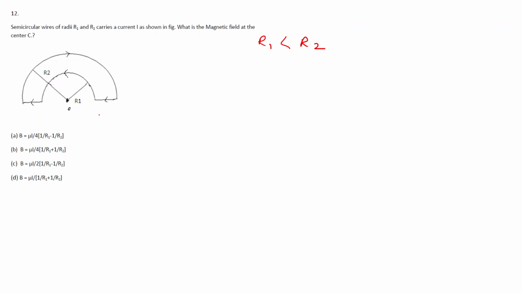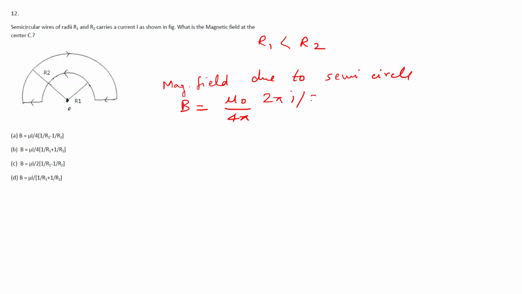Okay. So the magnetic field due to a semicircle, what will be its formula? We know the magnetic field due to a semicircle is given by mu naught over 4 pi. For a whole circle it's 2 pi I, so for the semicircle it will be divided by 2, and then the radius. So the resultant formula is mu naught I over 4 R.